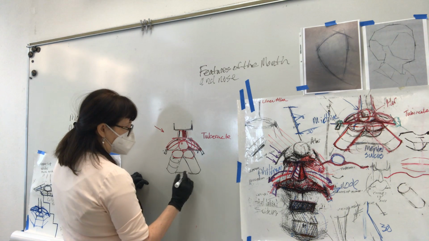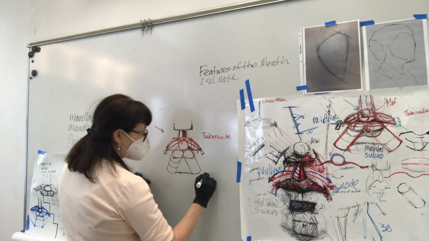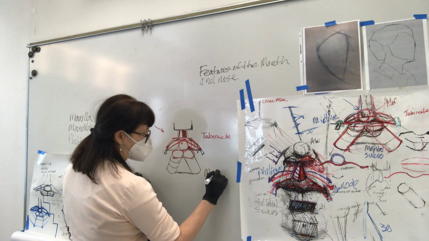So we have what's called this division line, and it's called the mental sulcus.